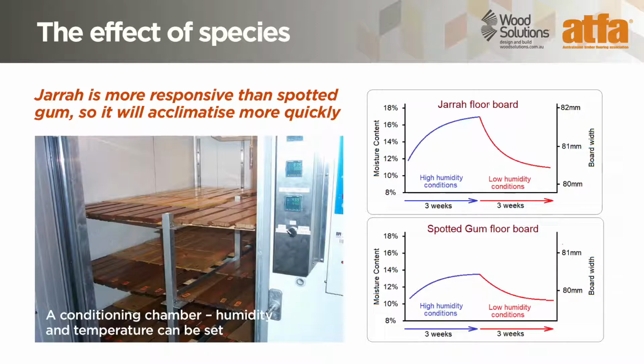The photo shows a testing chamber where the EMC can be set and where trials were undertaken to assess the response of common flooring species. The chamber was set to high humidity conditions for 3 weeks, followed by low humidity for 3 weeks. The graphs show the difference in response rates between Jarrah and spotted gum, where Jarrah is more responsive than spotted gum. In 3 weeks, Jarrah's moisture content changed by about 4% compared to spotted gum at about 2.5%. Jarrah has a density of 780 kilograms per cubic metre compared to 1100 for spotted gum.